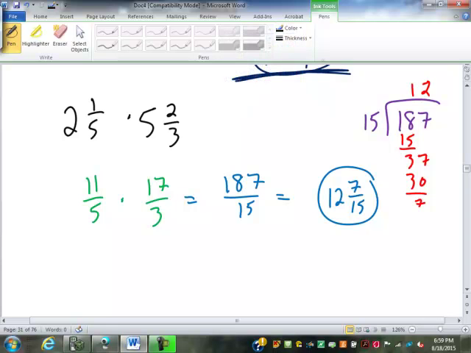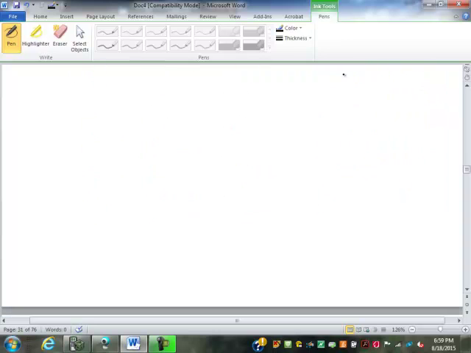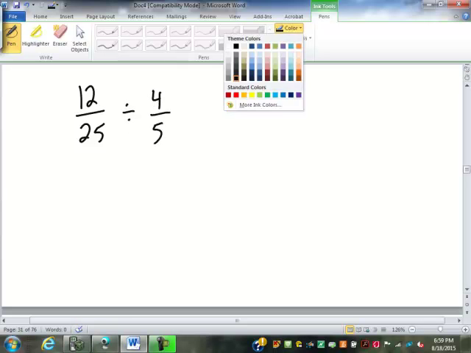Any questions? Okay. Just like with whole numbers, division with our fractions is the one operation that has been altered the most. We said that division follows the same rules as multiplication. When we multiply, we just multiply straight across.